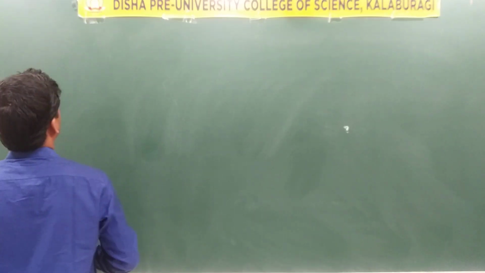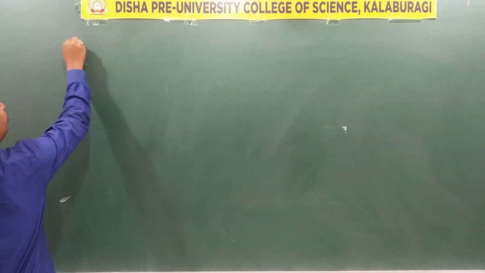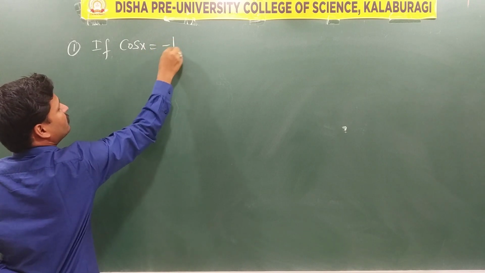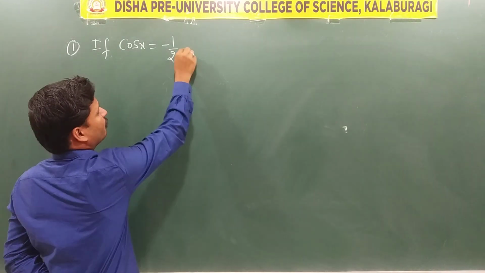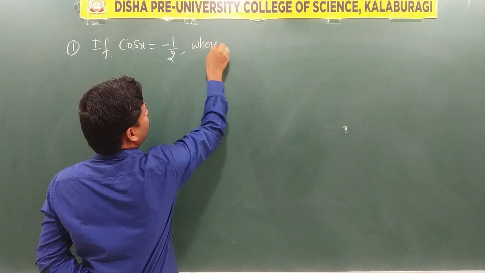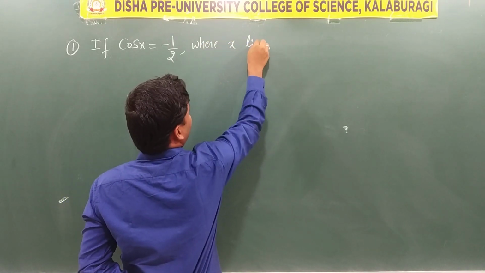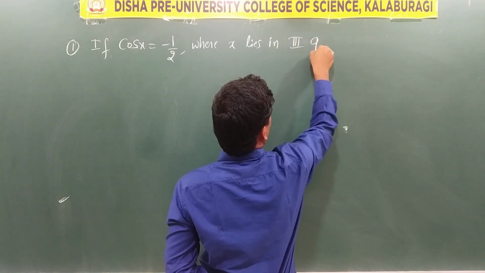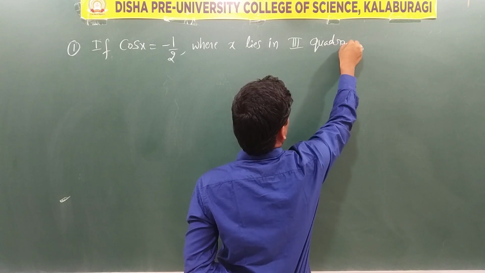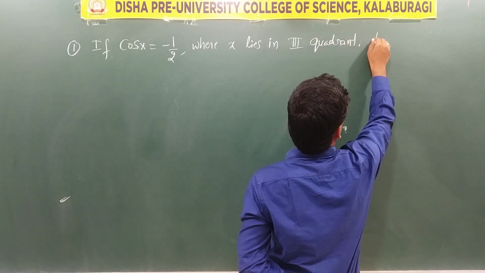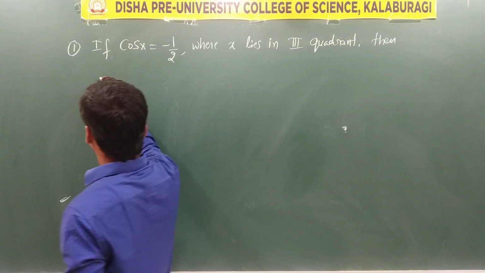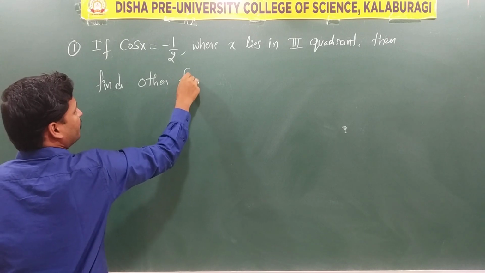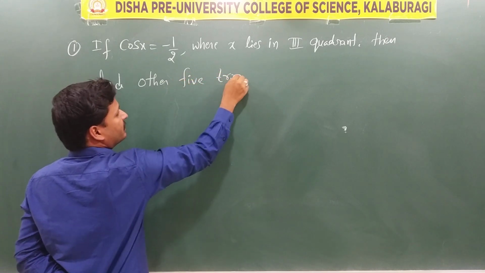So first question. If cos x is equal to minus 1 by 2, where x lies in the third quadrant, then find the other five trigonometric functions.